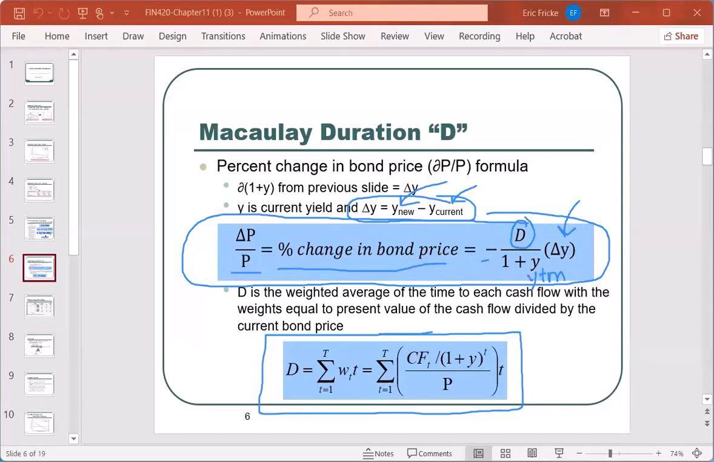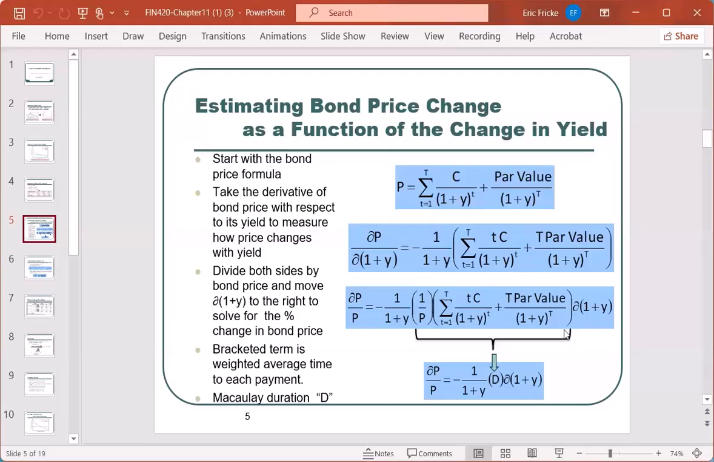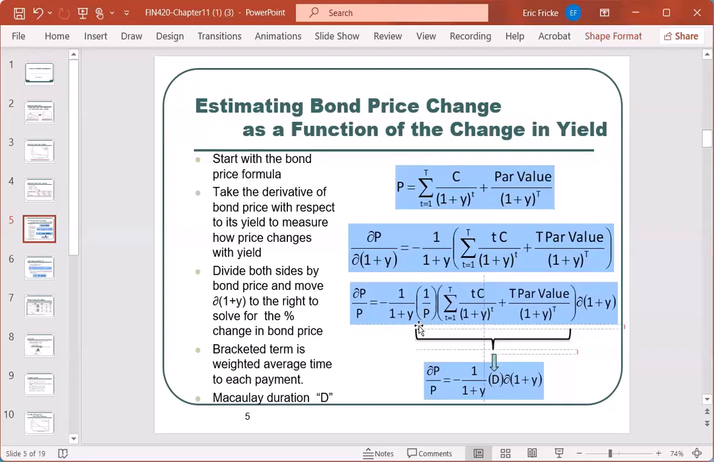Let me just go back to the previous slide for a second. Bear with me. Because I think Macaulay did this equation here, and then they got this third box here, and I have a feeling they just went up into a cave somewhere and started staring at this formula, and eventually they got a eureka moment, right? And they're like, you know what? This part right here, in the brackets, it looks like the weighted average time in years to each bond payment.